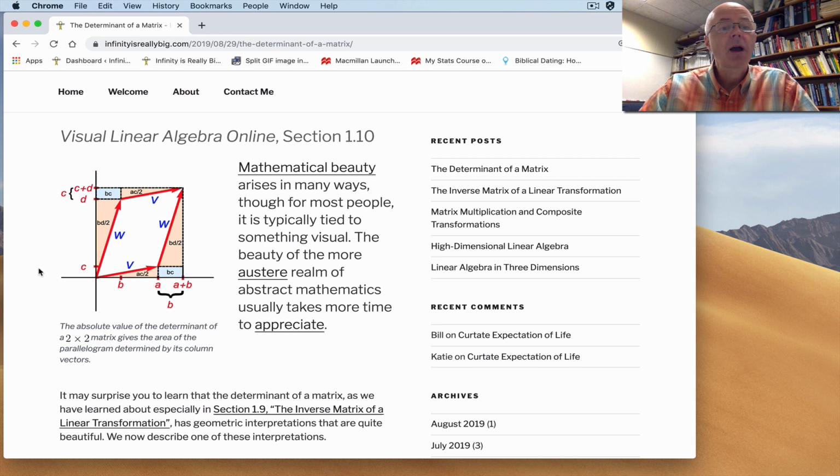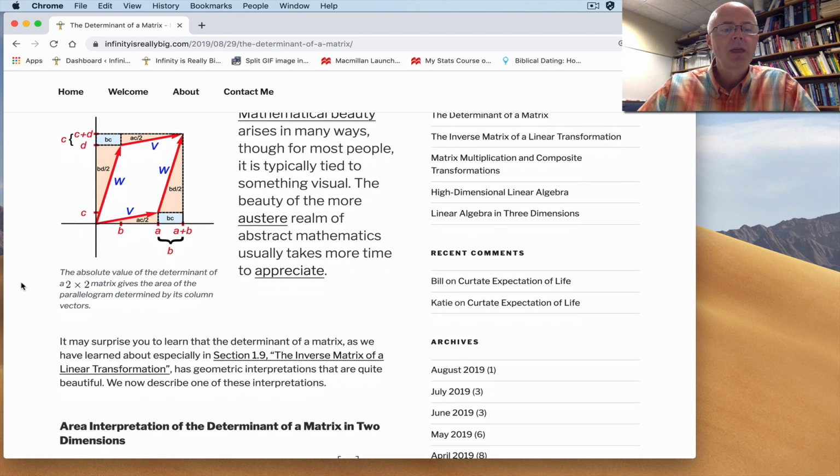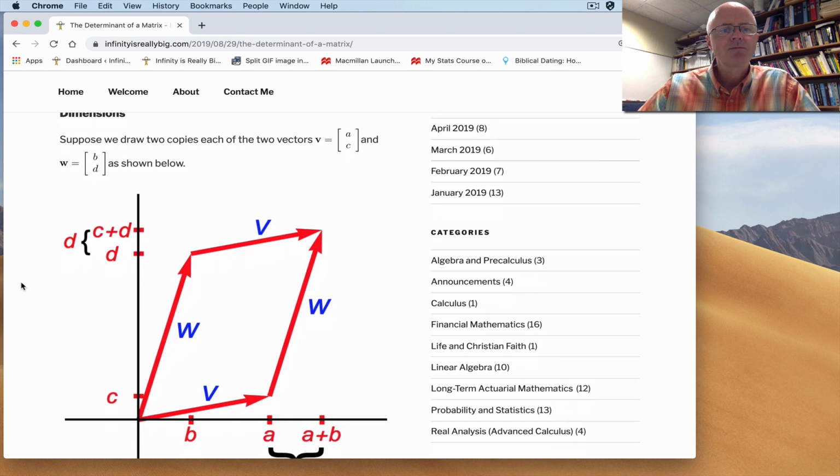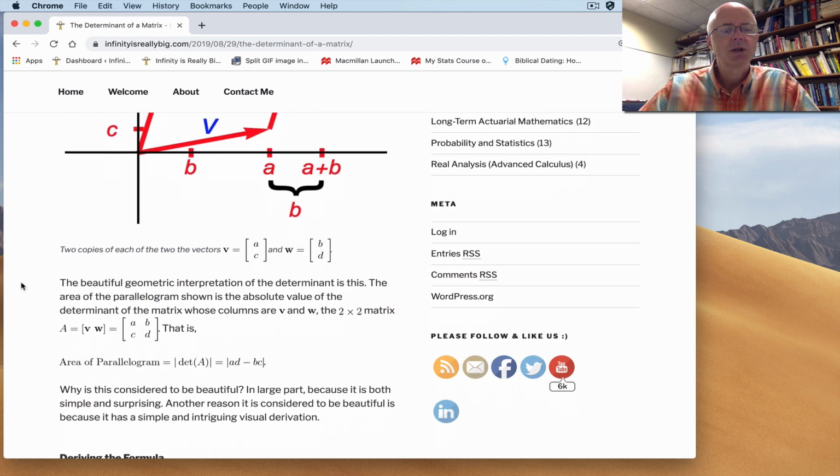What you see here is a parallelogram in white, bounded by some vectors, 2 copies of the vector v and 2 copies of the vector w. It turns out that the area of that parallelogram is the determinant of the matrix formed by putting v and w in the columns of a 2 by 2 matrix, with v first and w second. And it is important that it's oriented in this picture in the way that you see to make the sign work out right. I talk about that here. This is the description of what I just told you.